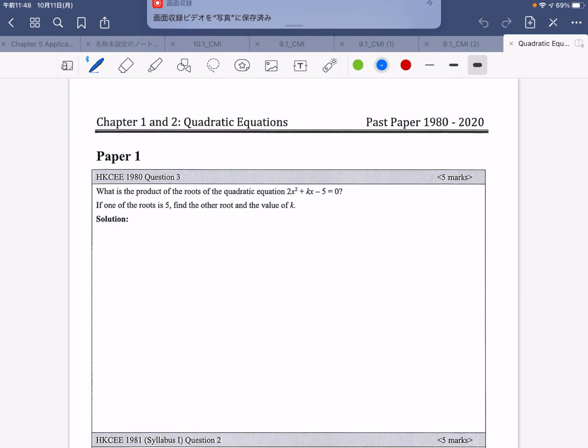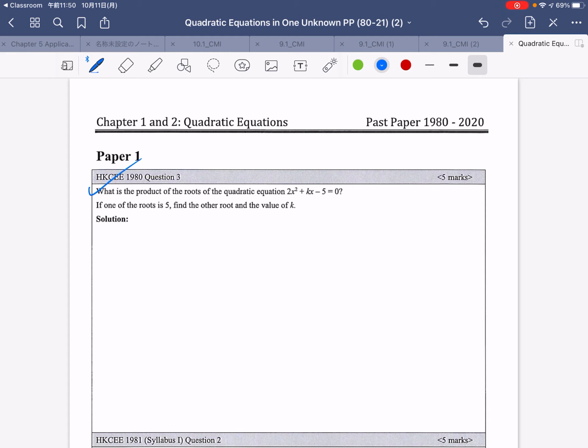Hello, so let's talk about homework 7. We will talk about the past paper. So for the first one, this question asks you what is the product of the roots. The product is c over a. Now c is -5 and a is 2. So this is the answer, just the product of roots.